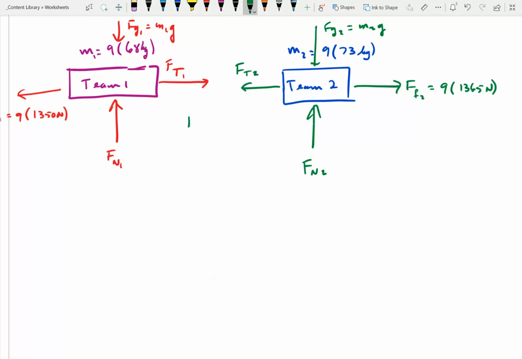Now remember, force tension 1, the magnitude thereof, is equal to the magnitude of force tension 2. Because when you have a rope, it distributes the force on anything it touches in the direction the rope leaves with the magnitude equal to the tension. So I have the relationship between those two forces already set for me.